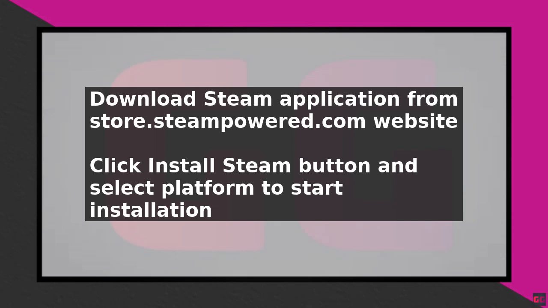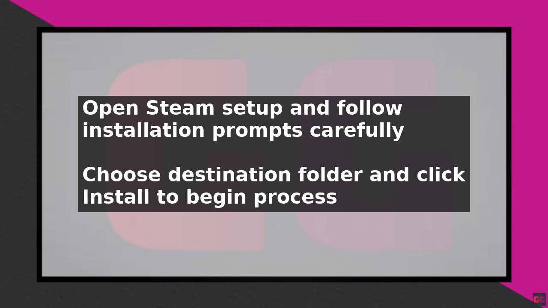First, click Next, then select your language and click Next again. Choose a destination folder for the installation, which can be left as the default or changed if desired. After selecting the folder, click Install to begin the Steam installation process.